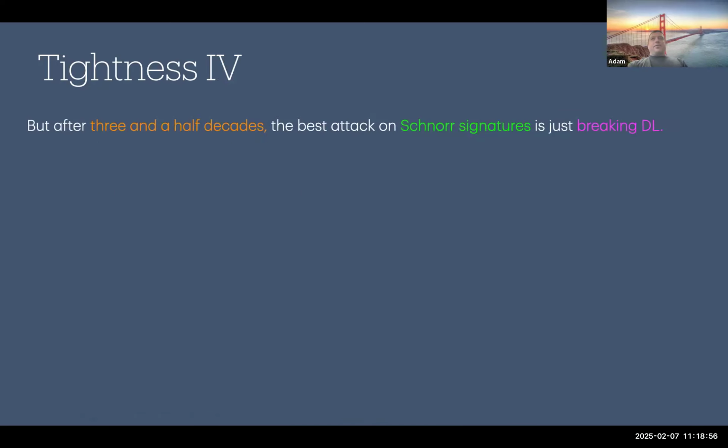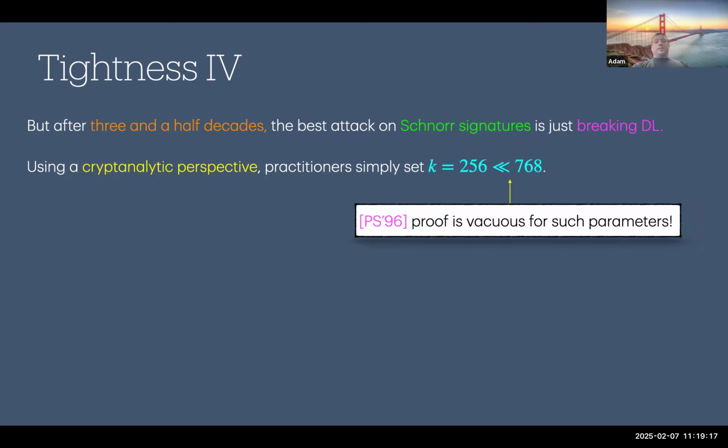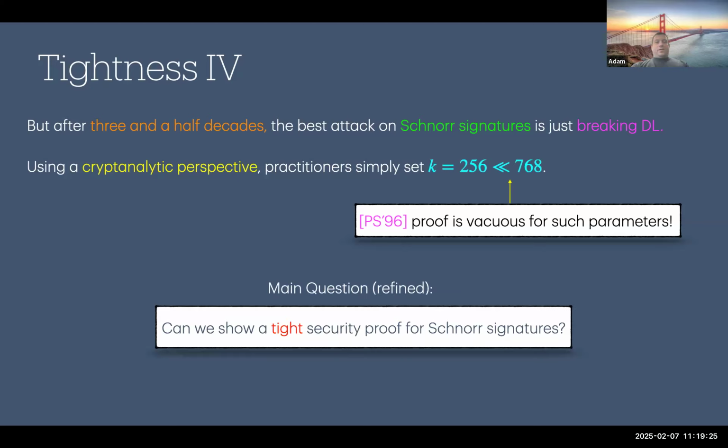But I want to stress that after 3.5 decades, the best attack on Schnorr signatures is breaking DL. So we think the right answer is that you would set it to 256. I'm kind of repeating myself here: from a cryptanalytic perspective, practitioners simply set a 256-bit order. And in fact, the PS96 proof is vacuous for such parameters. It gives you 0 bits of security. They don't have a real attack, but they don't give you any guarantee. We want a provable guarantee.